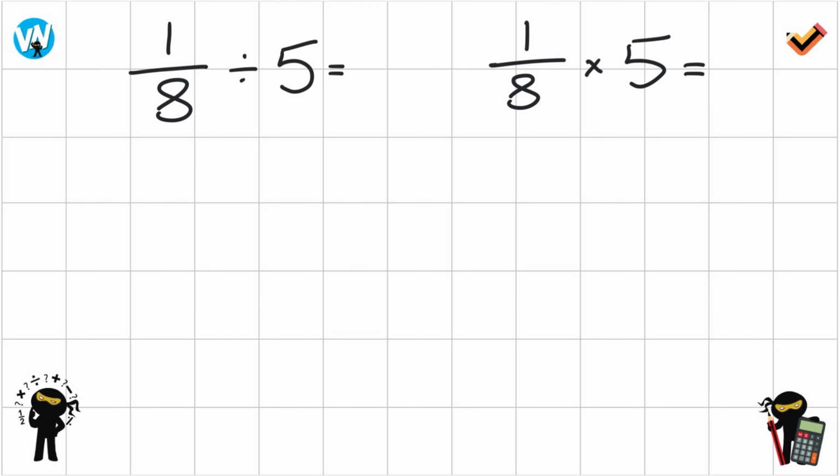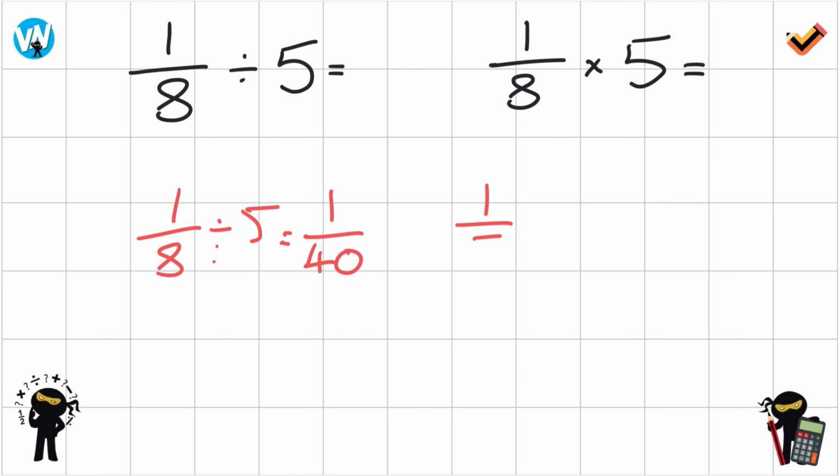And this is the final example from me. So again, we've got 1 over 8 divided by 5. So we see the division symbol. That means we're going to multiply the denominator. So 8 times 5 is 40. So we've got 1 over 40. Very, very simple, job done.